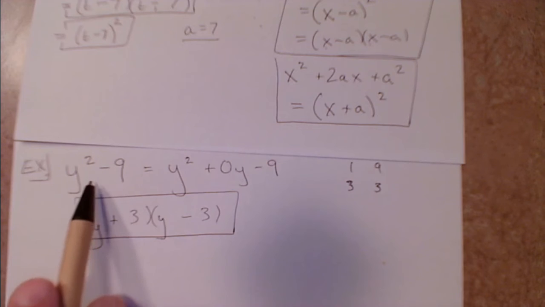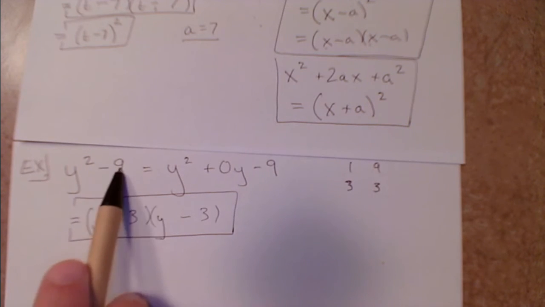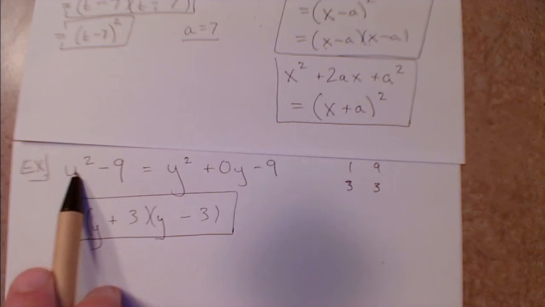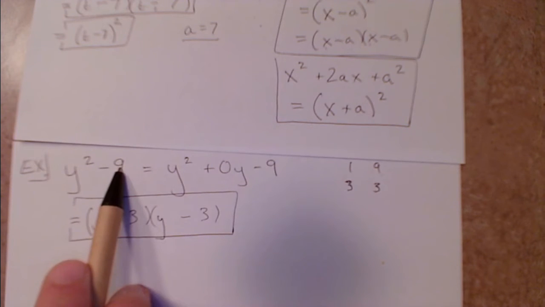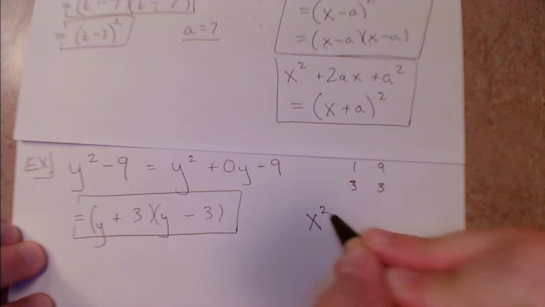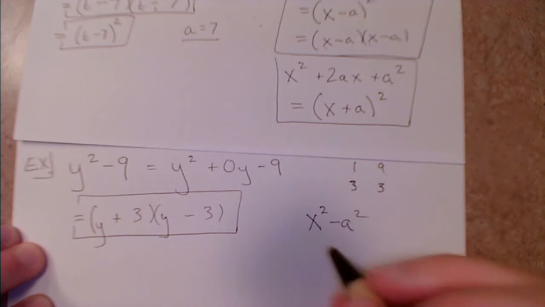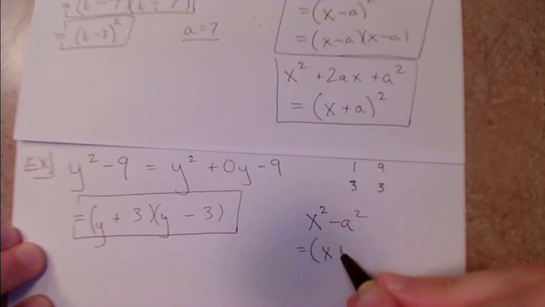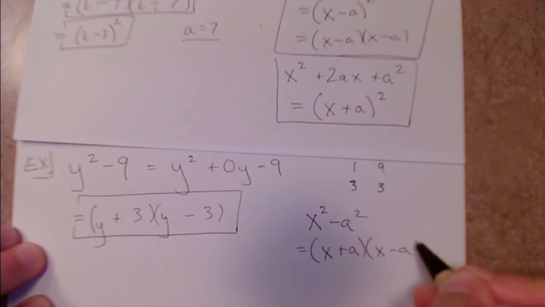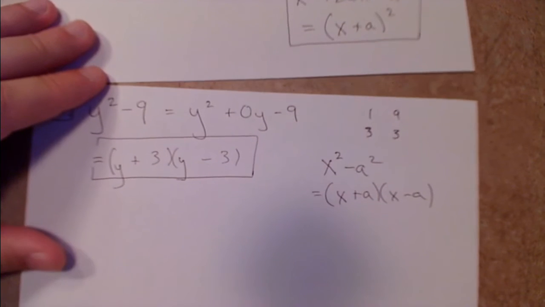All right, the reason why it's called that is because there's a difference right here. Difference means subtraction of squares. y squared is a perfect square, it's y times y, and 9 is a perfect square, it's 3 times 3, it's 3 squared. And so the rule for factoring these is if you have x squared minus a squared, a difference of two perfect squares, these always factor as x plus a times x minus a.